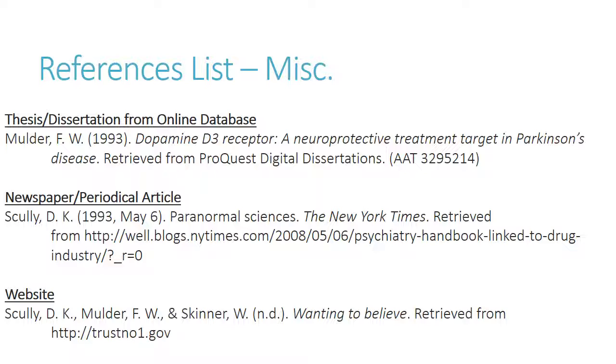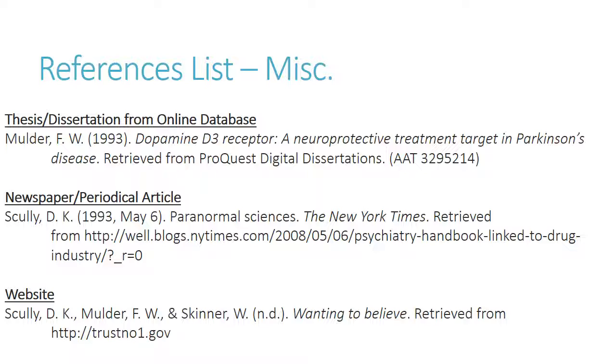Okay. Now note, when we say a newspaper or a periodical article here, we're not talking about an academic journal. We're talking about something, for example, like the New York Times. Okay. After the date, we have the title of the article. It is not italicized. It is written in sentence case, where only important words are capitalized, followed in italics by the title of the publication.